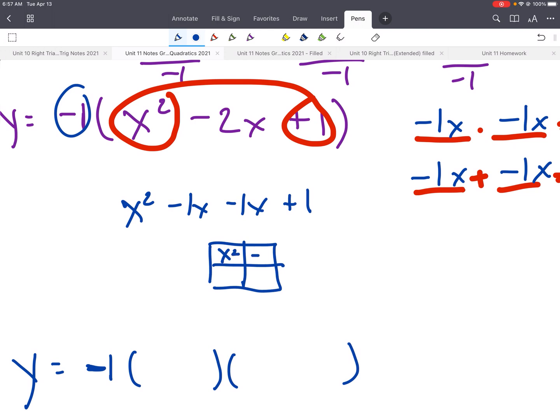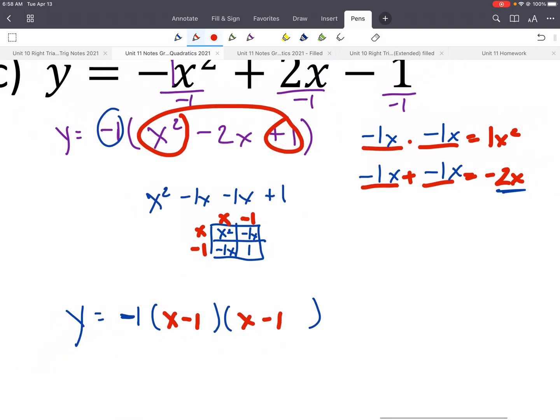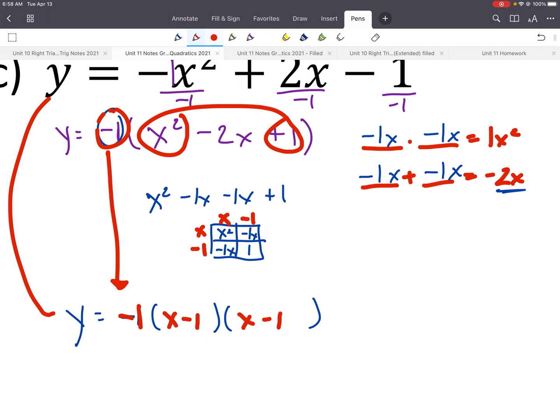So we'll do x squared, negative 1x, and 1. Greatest common factor for the top row, looks like we could take out an x. Here we could take out a negative 1. For the columns, we could take out an x and a negative 1. So we should have x minus 1 and x minus 1. You're always welcome to distribute and go back and make sure that they are equal. That's one way you could check. So again, keep in mind that if you factor the negative 1 out first, it still needs to be in your answer at the end.